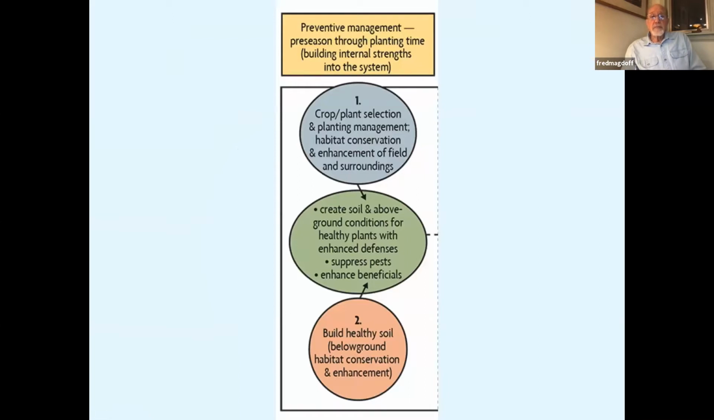Okay, so this is part of a graphic that's in the book, by the way, and I'm taking some materials from the book, but not all. You can see what's in the middle there in green is what I just showed you. And what you're doing is contributing to that by building healthy soils. That's below ground habitat conservation and enhancement. And you're doing things above ground, which impact the soil as well, of course. What crop you select, your planting management, et cetera. Most of those have some interaction with the soil itself, not the enhancement of the field surroundings, but just about everything else does.